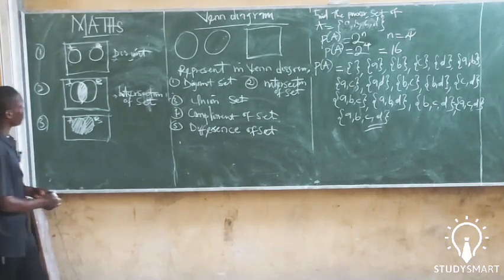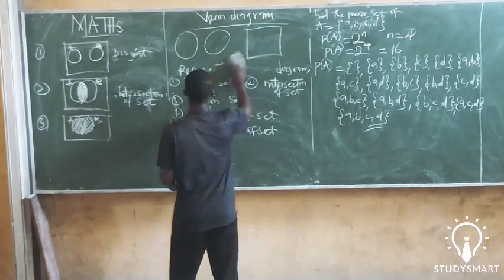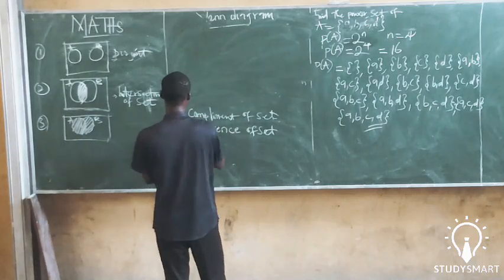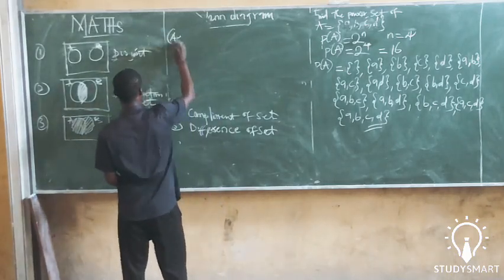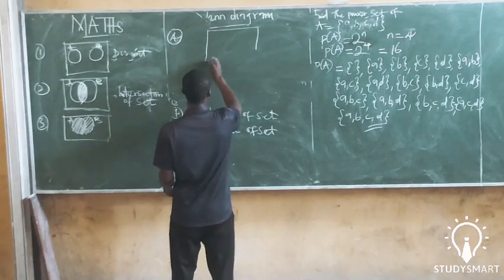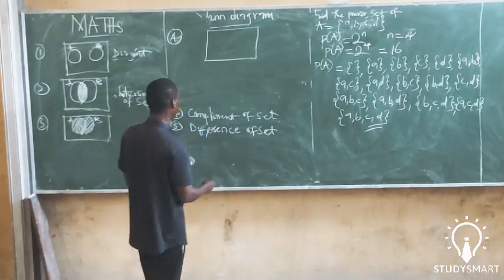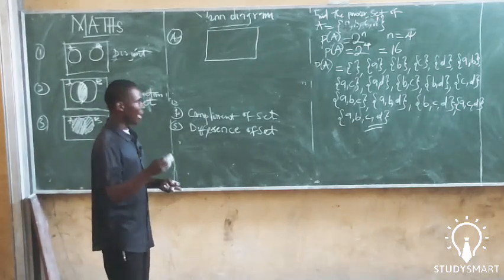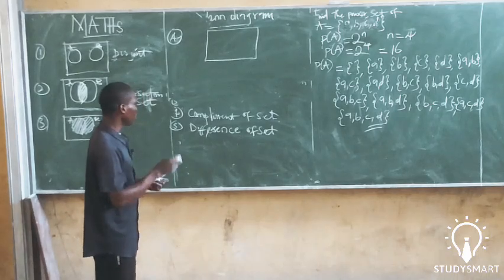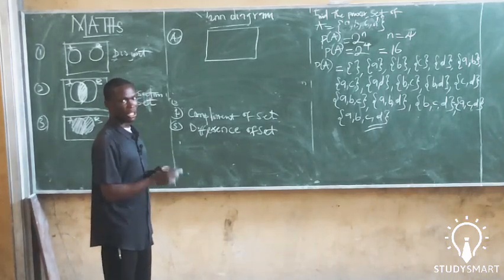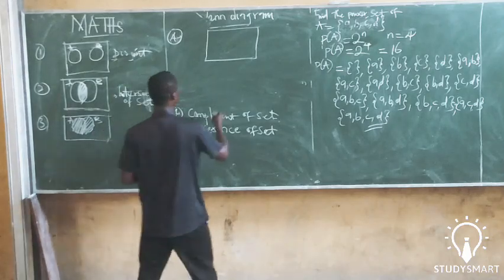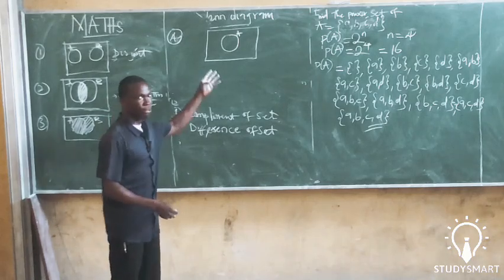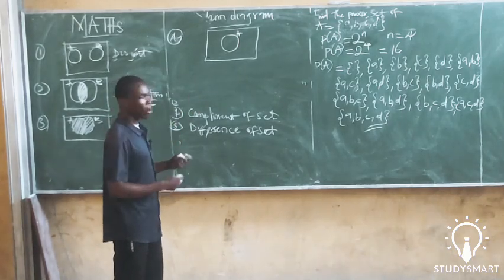And then we have the complement of sets, which is number 4. Complement of a set is a set where all the values in the universal set are not found in A. Which means that if I have a set A here, no value in the set is found in A. So it becomes a complement of that set.